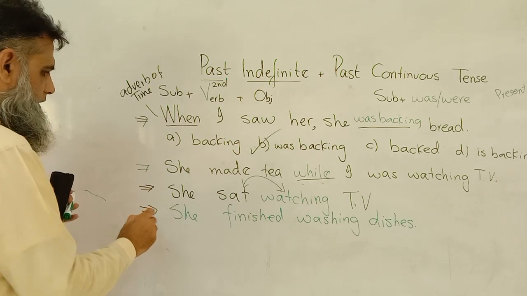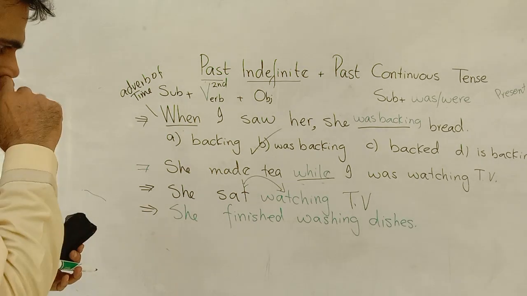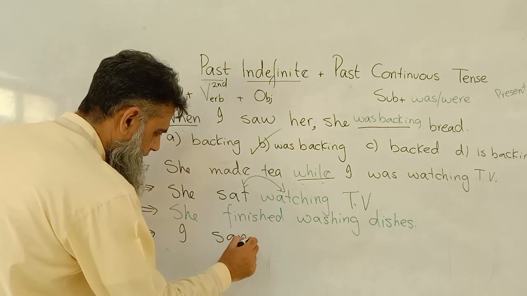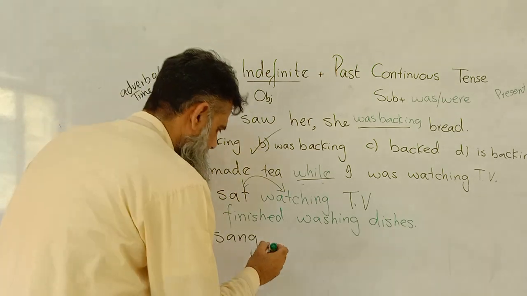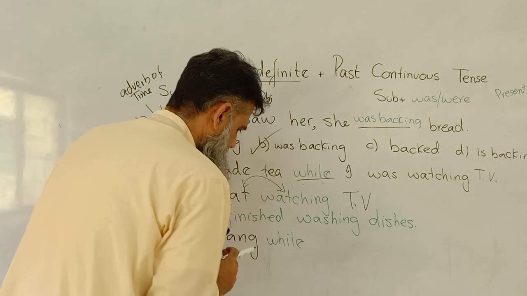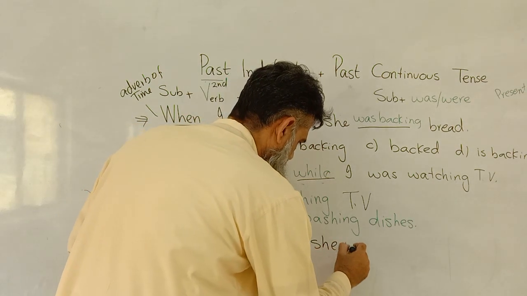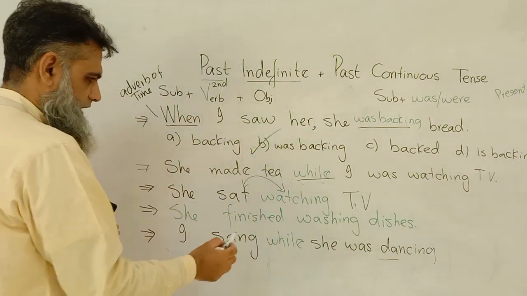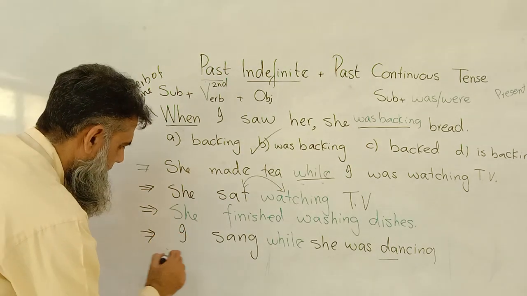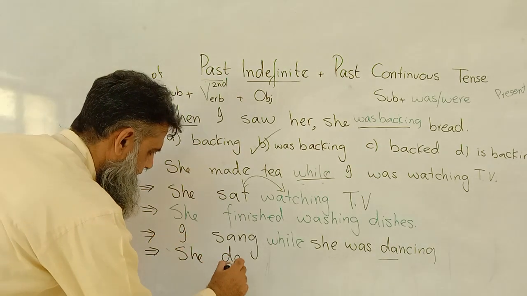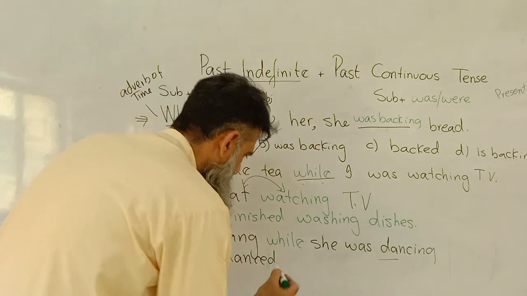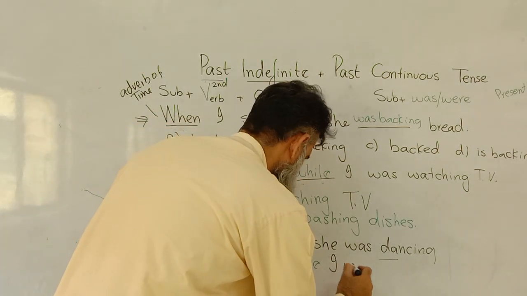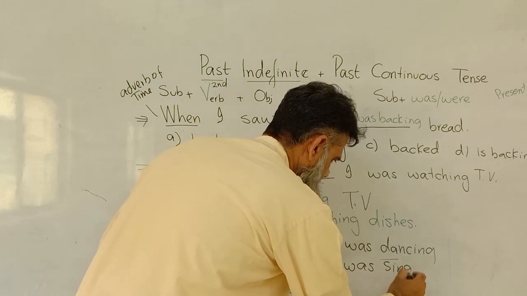Now we see that there are two people performing continuous actions. I sang while she was dancing. She was dancing, I sang. You can write this sentence in this form: she danced while I was singing. Okay, you've got the point.